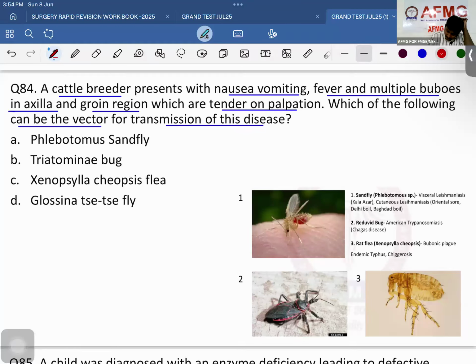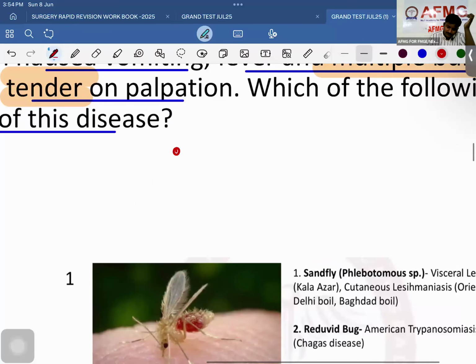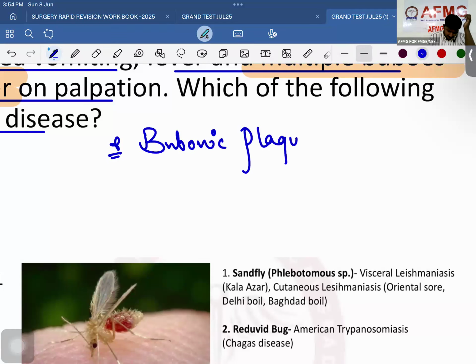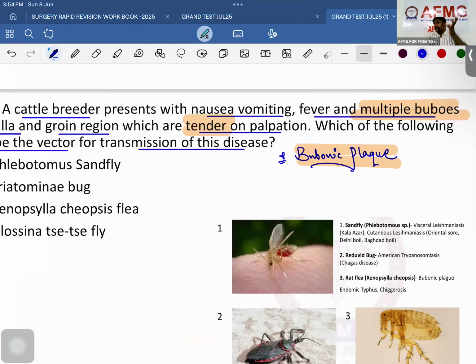What is the diagnosis? What is the diagnosis? Cattle breeder, multiple buboes are visible. The diagnosis of this case is straightforward: bubonic plague. The bubo was given so clearly. It is a case of bubonic plague.